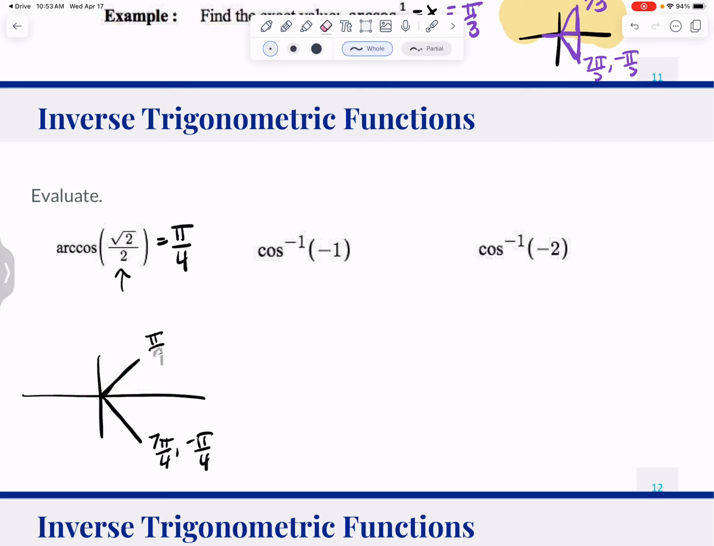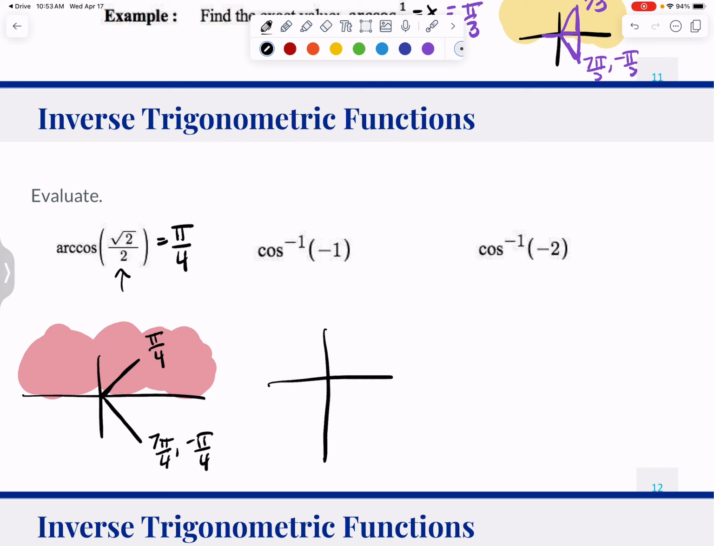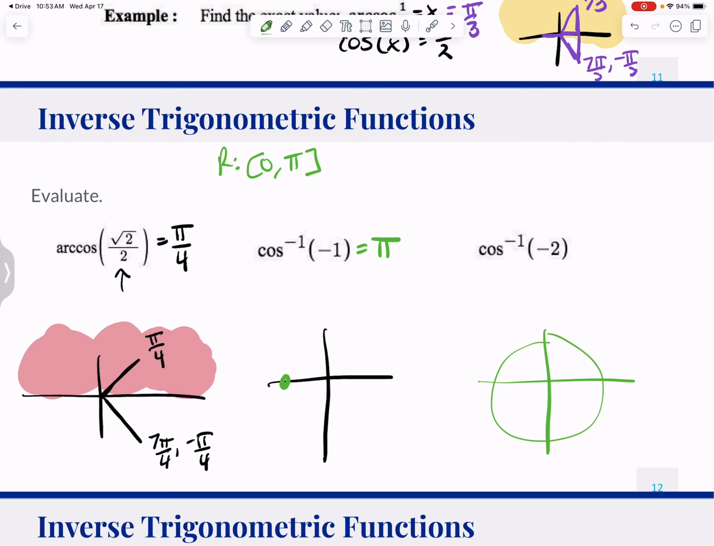And this kind of turned out to be a yucky 4, so I'll fix it. Remember, quadrants 1 and 2 for cosine. Cosine is negative 1 all the way to the left. This is at pi. That is in that default range, 0 to pi, right? Remember your default range, 0 to pi. Cosine is never negative 2, right? The unit circle does not go all the way out to negative 2, so this is undefined.